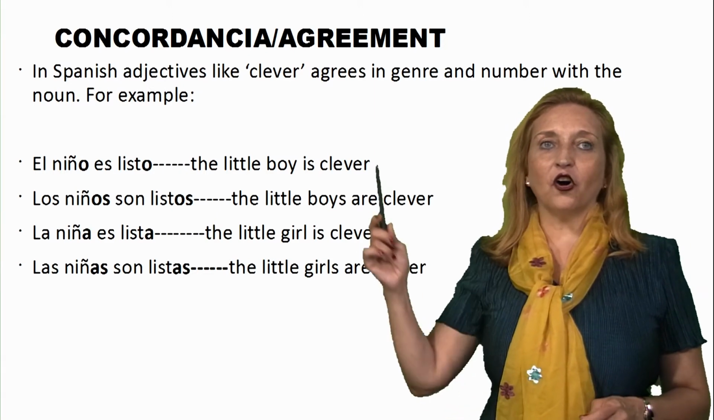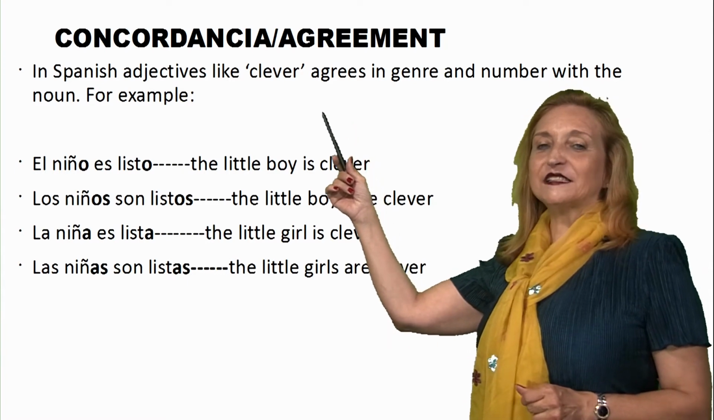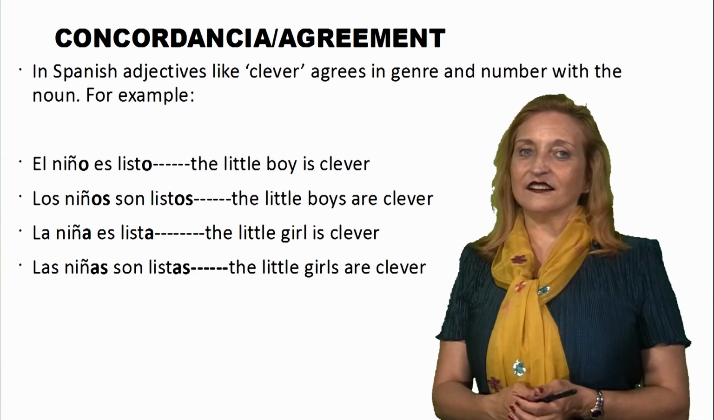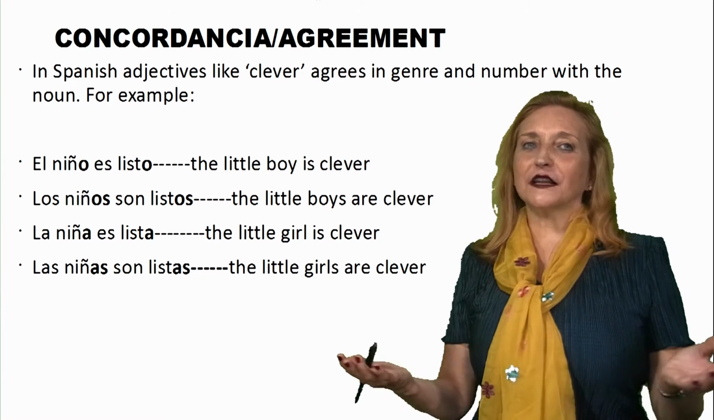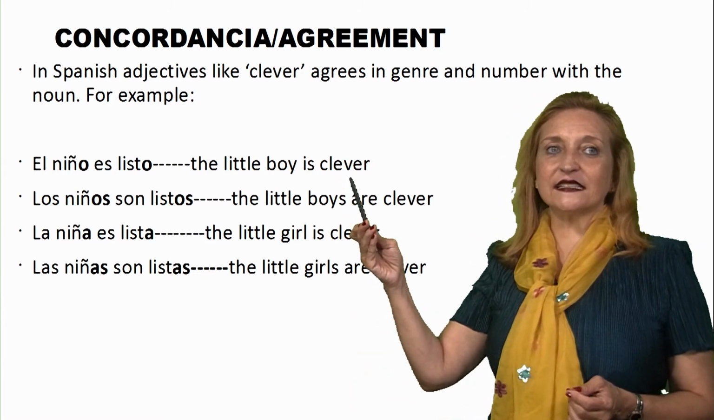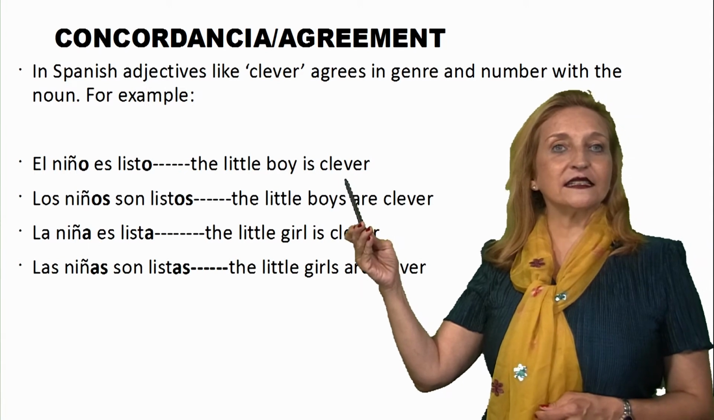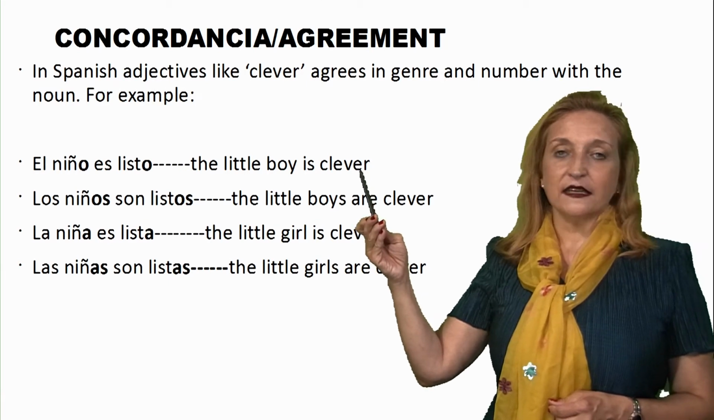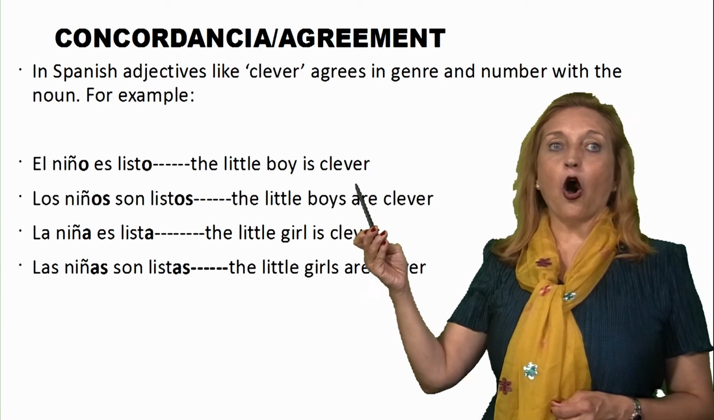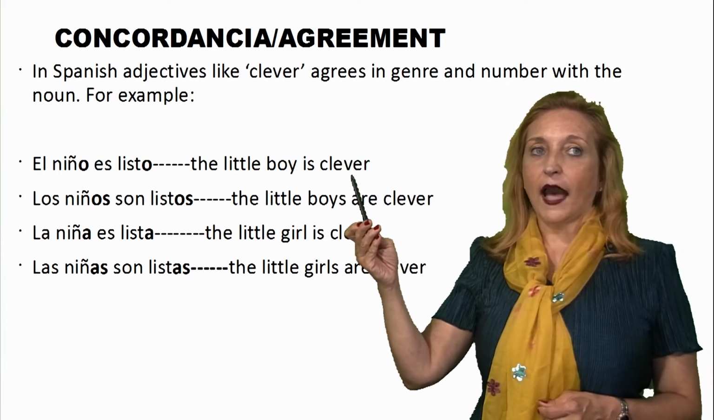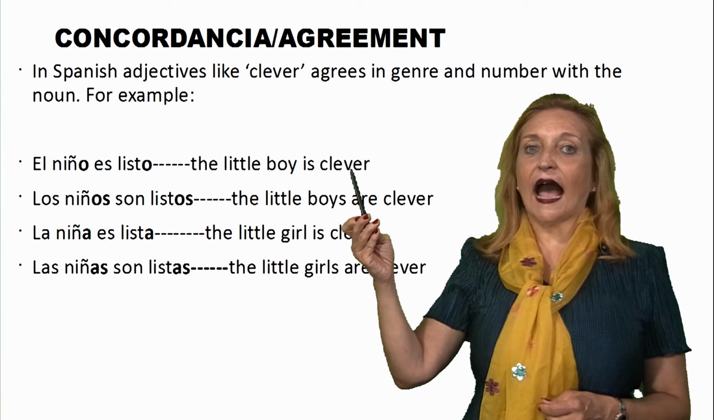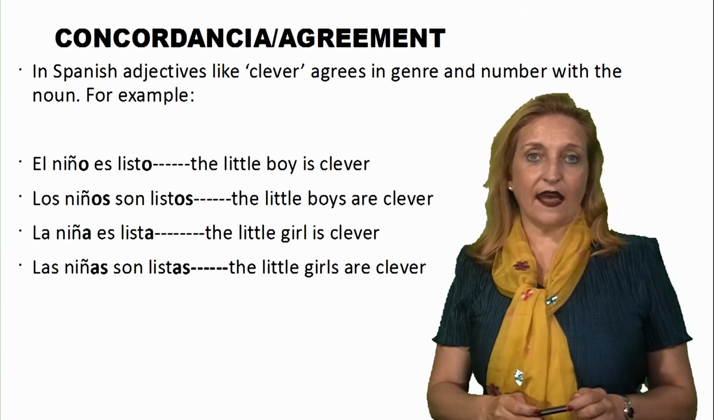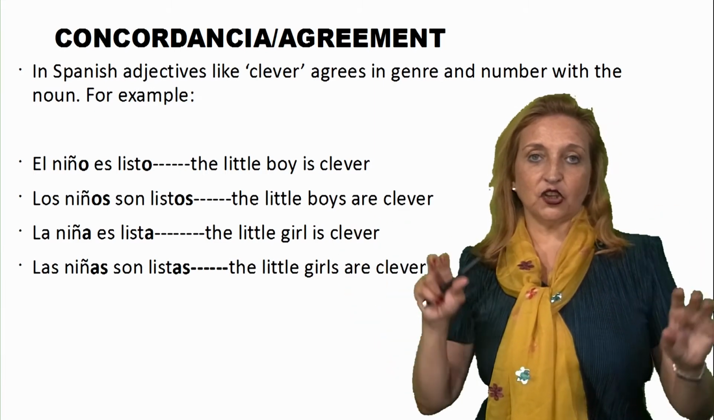Today we are going to talk about agreement. In Spanish it is concordancia. In Spanish, adjectives like clever, for example, agree in gender and number with the noun. For example, you can say, el niño es listo. The little boy is clever. Okay? El niño, in this case, niño is singular. It ends in O, and you say listo. Listo is the adjective. You remember? Adjetivo calificativo, the adjective.